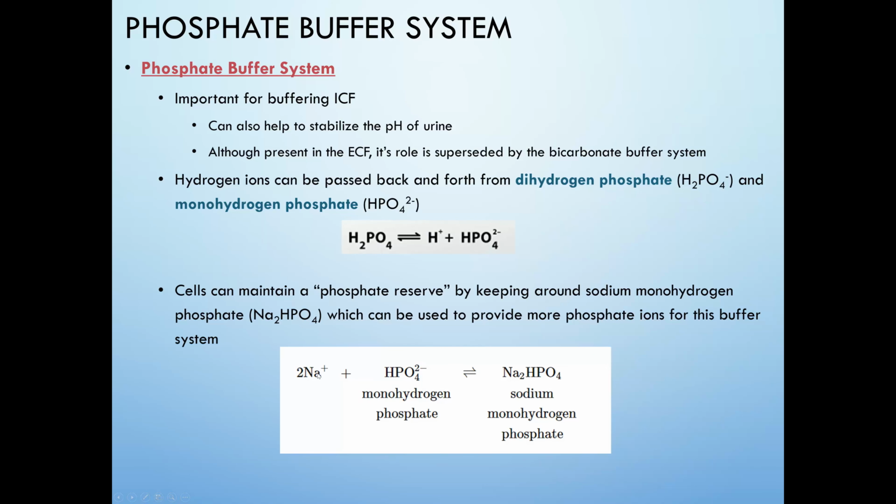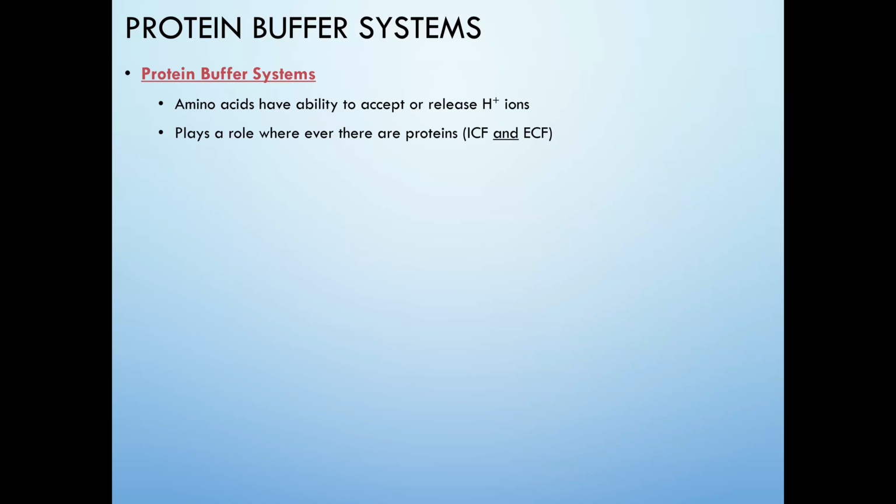The next buffer system are the protein buffer systems. So remember, proteins are macromolecules made up of subunits called amino acids. And amino acids have the ability to accept or release hydrogen ions, which makes them buffers. Because proteins are everywhere, inside and outside of cells, the protein buffer system will play a role wherever you have proteins present, meaning that it plays a role in both the ICF and the ECF.